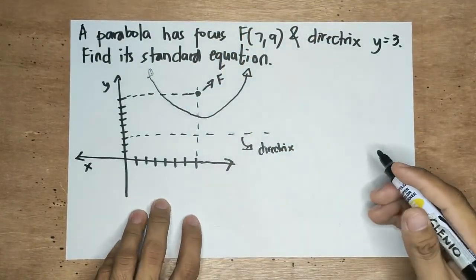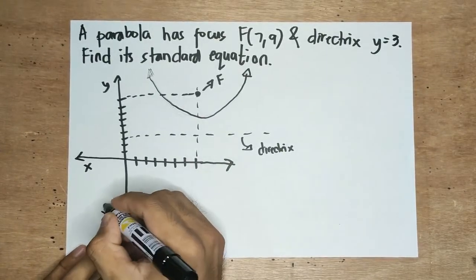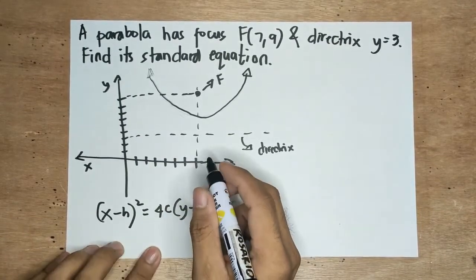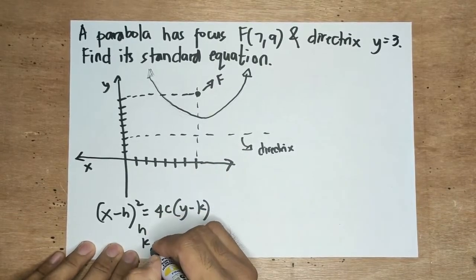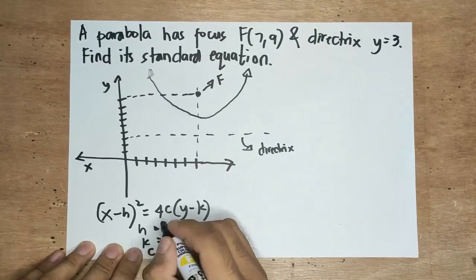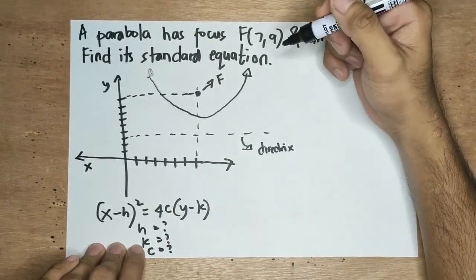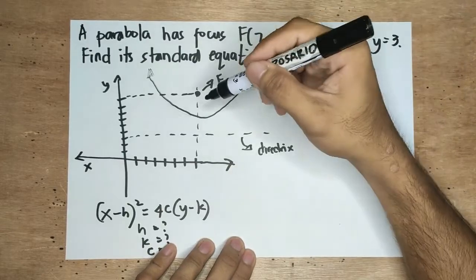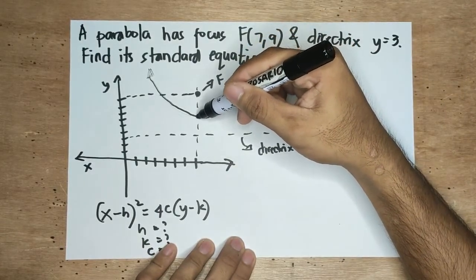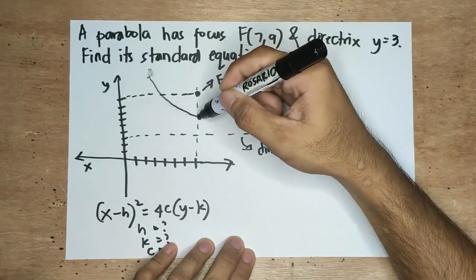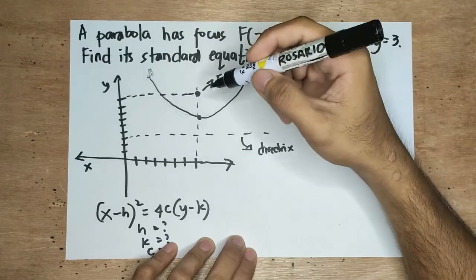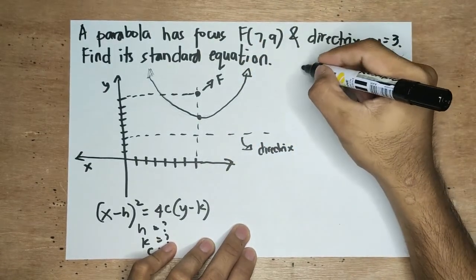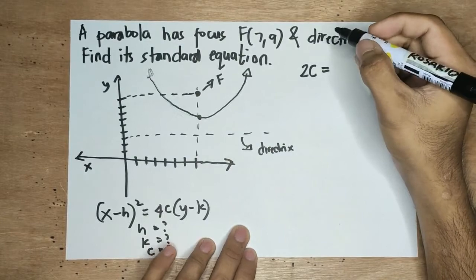So, since upwards siya, it will take the form x minus h squared is equal to 4c times y minus k. So, kailangan natin hanapin si h, si k, at si c. Okay, so, paano malalaman yung value ni c? Madali lang. Yung c, definitely, yun yung distance between the focus and the vertex. Yun, c din yung distance between the vertex and the directrix. So, ibig sabihin, if we try to measure the distance between the focus and the directrix, the value will be equivalent to 2c.